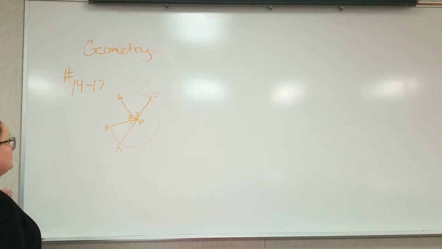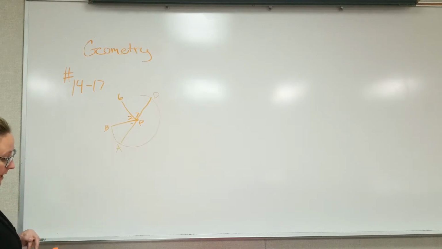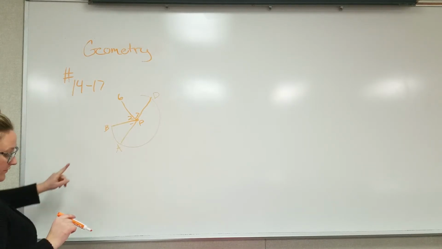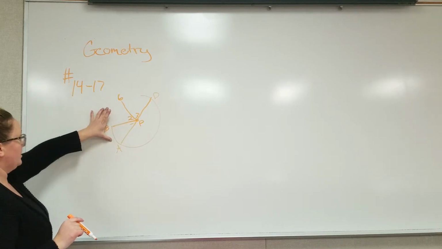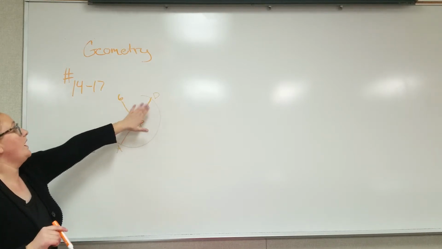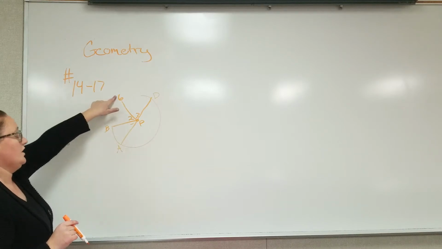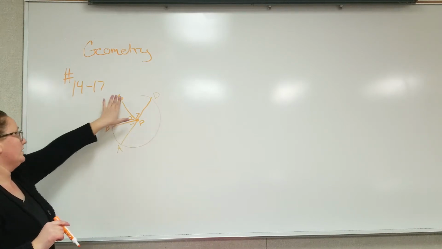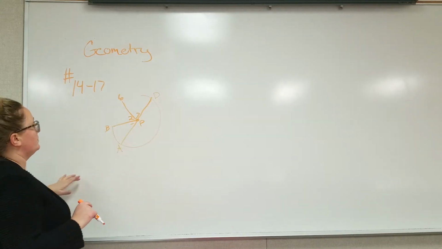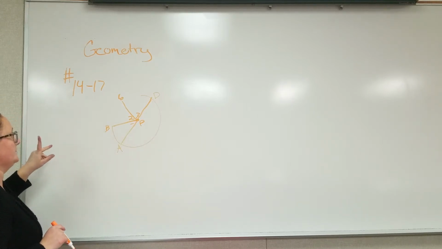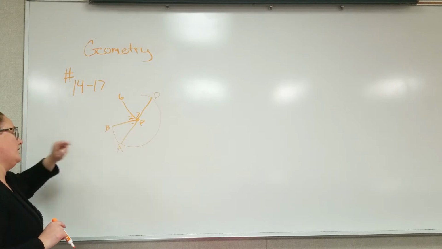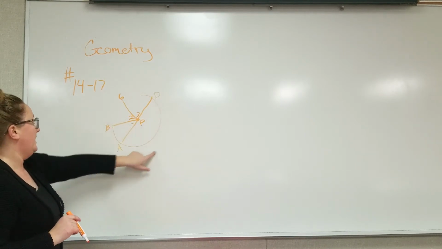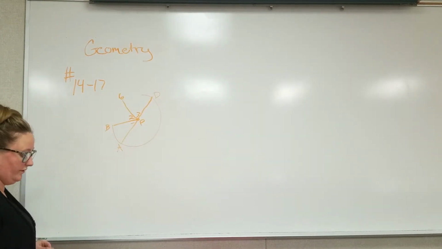Then 15, we're talking about arc addition. They want to know, what is the measure of arc AB plus BC? So if you put those two arcs together, it's not over half the circle, so you're just going to call it AC. Arc addition. If you don't go over half the circle, you can just call it by 2 letters. If you go over half the circle, then you have to call it by 3 letters, like ADC is what you would have to call that.